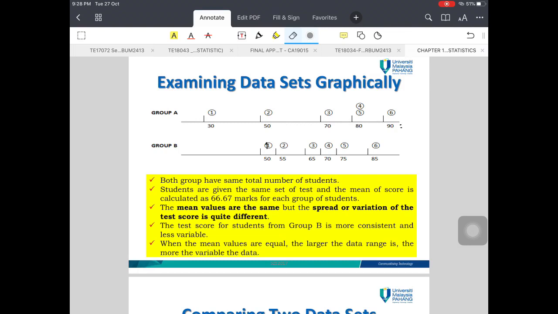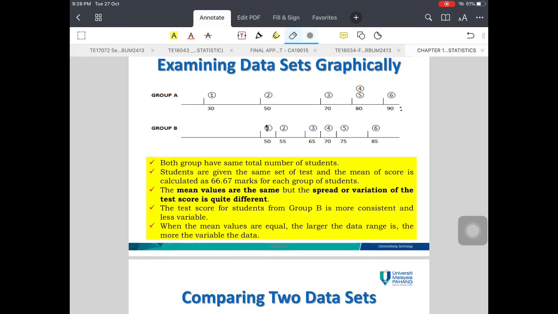The mean values are the same, but the spread of variation of test scores is quite different. This is what we need to find out here. Even though we have the same mean value, you can see the spread of variation of the test score is quite different. So I'm going to share with you how to get the spread from this one. So this is our distribution that we can see here. Alright, so the spread is referred to what?